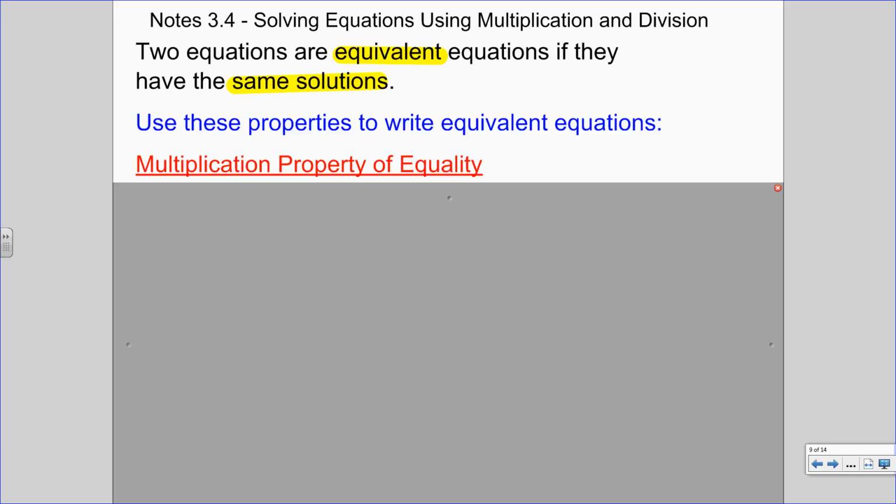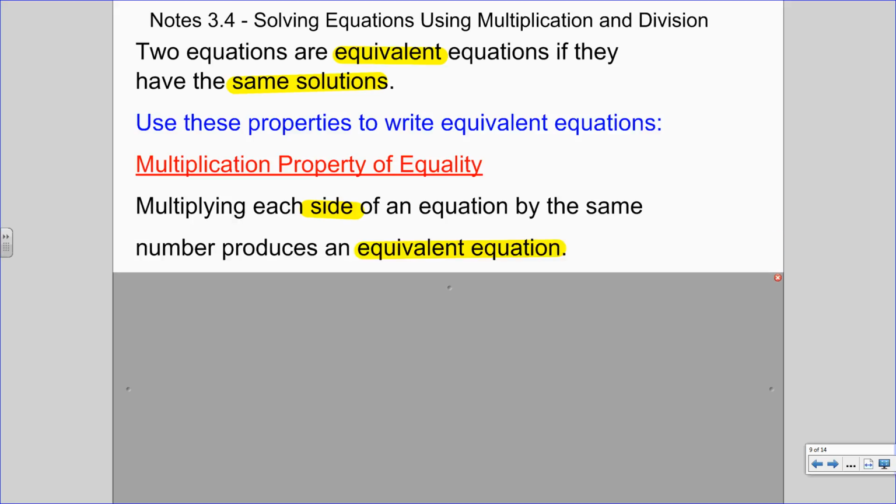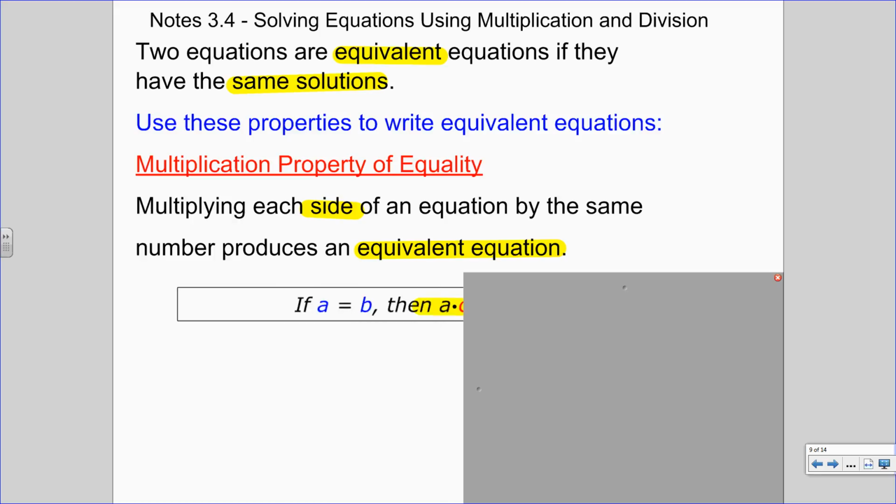So first of all, the multiplication property of equality. This states that you need to multiply each side of an equation by the same number in order to produce an equivalent equation. Looking at that algebraically, if you have an equation where a equals b, then if you multiply a times the number c, you must also multiply b times the number c. So a times c equals b times c. If you multiply on one side, you must multiply on the other. It's the same as our addition and subtraction properties of equality.